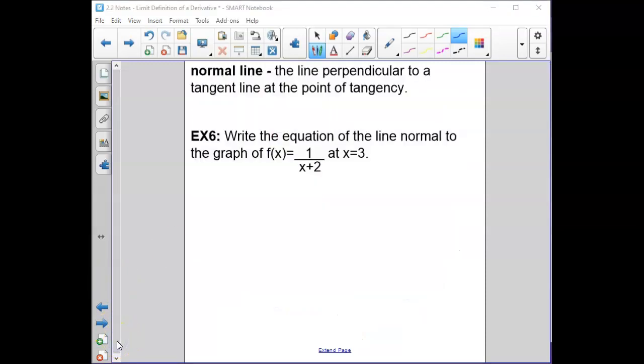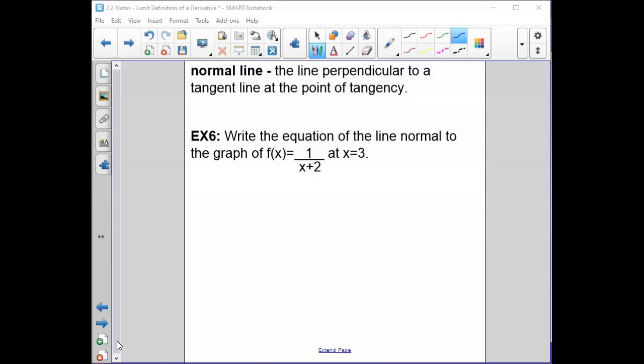One thing that we're going to learn about, I don't think they ask about this very often on the AP exam anymore. However, they do ask it on a lot of the materials that I sometimes use, and it's really not much more difficult. So we're also going to learn about a normal line. A normal line is just a line perpendicular to a tangent line at the point of tangency.